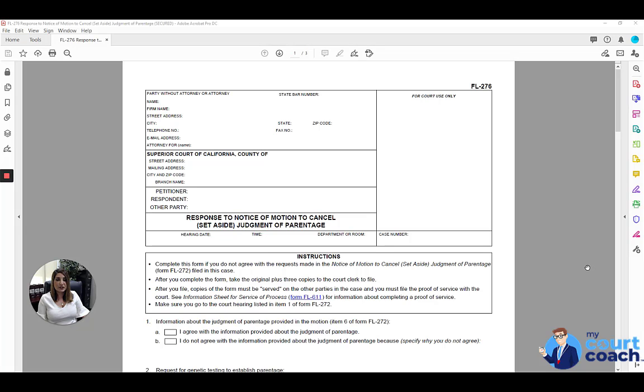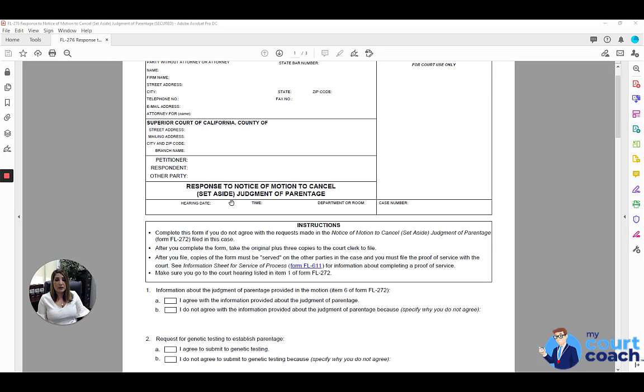I'm Sarah, and I'll be your instructor today as we talk about the response to notice of motion to cancel or set aside a judgment of parentage, also known as Form FL-276. As with all our court forms, you want to start off by filling in your identifying case caption information at the top. Below that is the place to list the hearing date, time, and department. You can just copy that information over from the motion that you were served with.